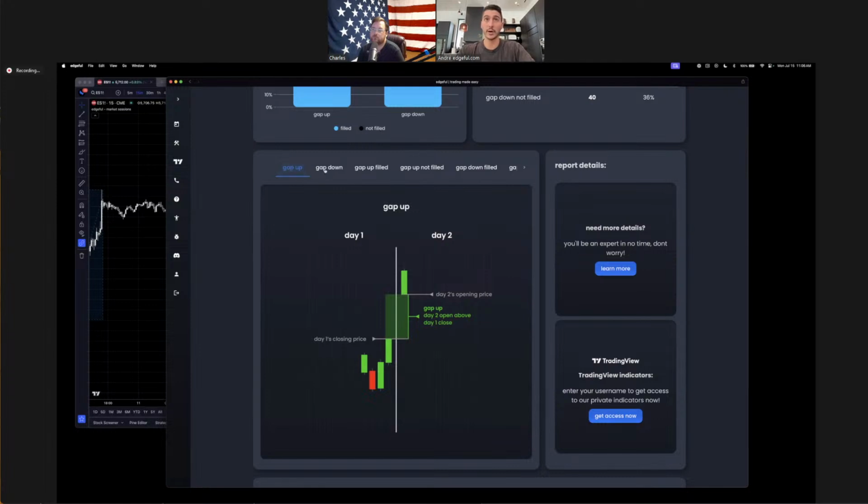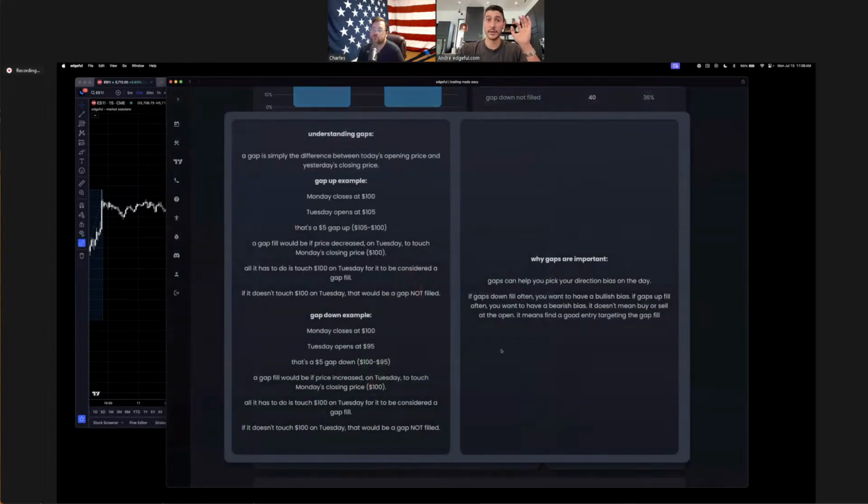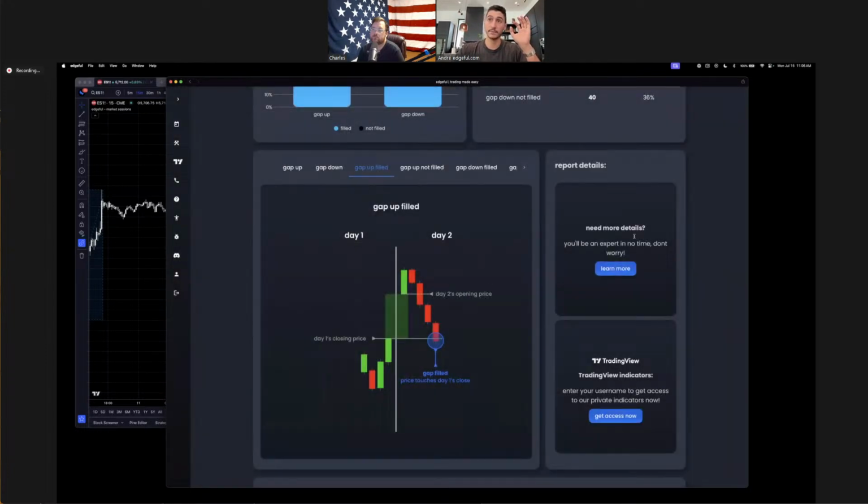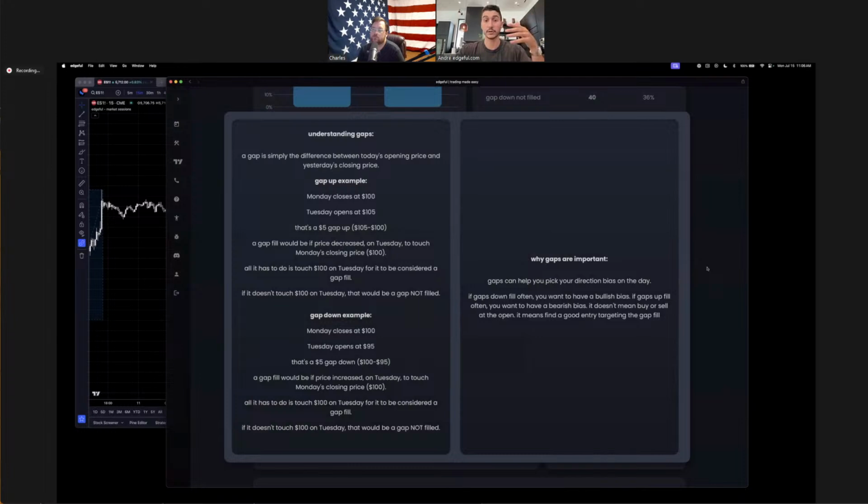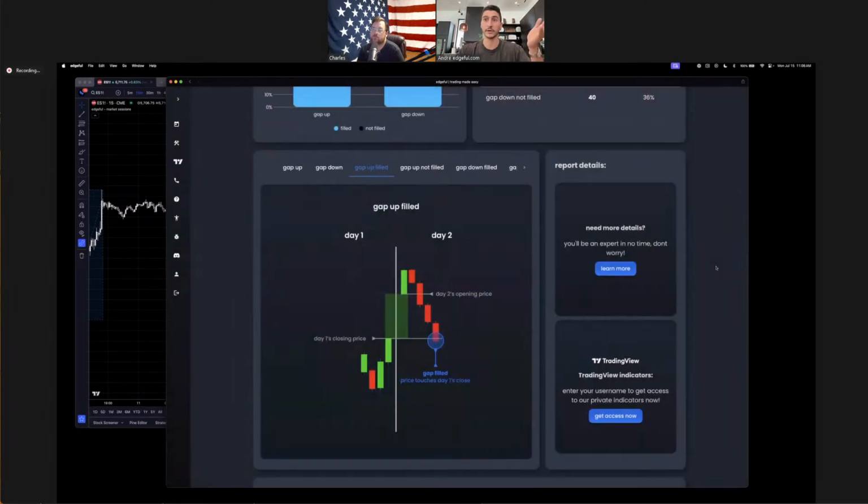You can see we have gap up, gap down, gap up that gets filled, etc. We also have an explainer section right here. It's off to the right here. So if you don't know what this is doing, there's usually an example here or more explainer.